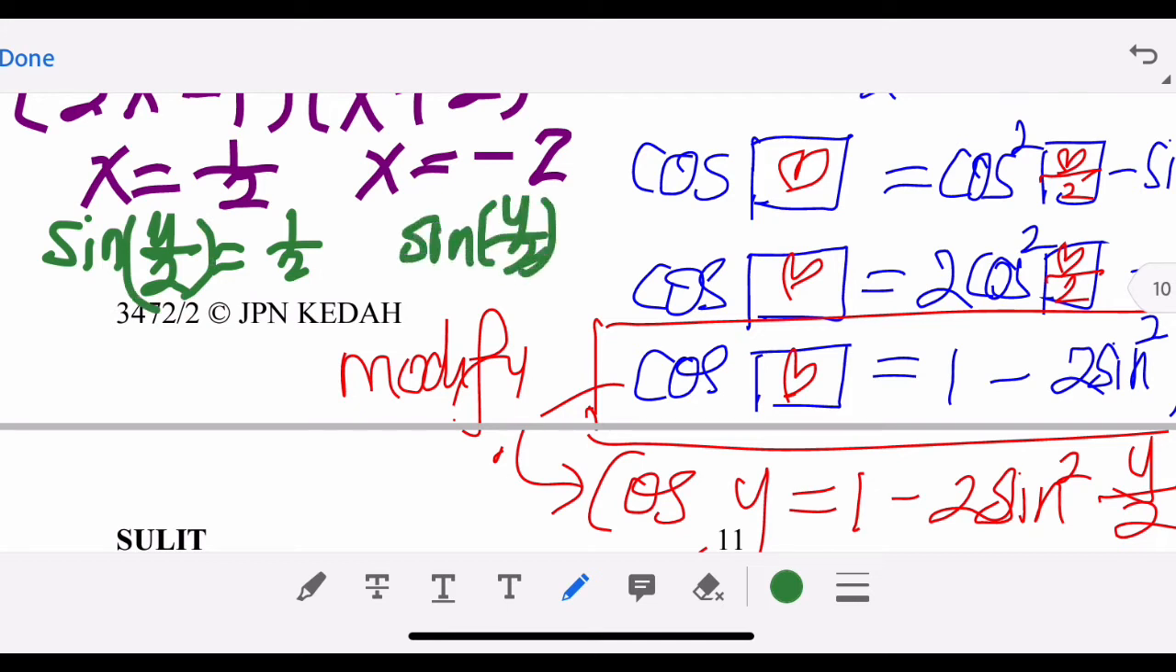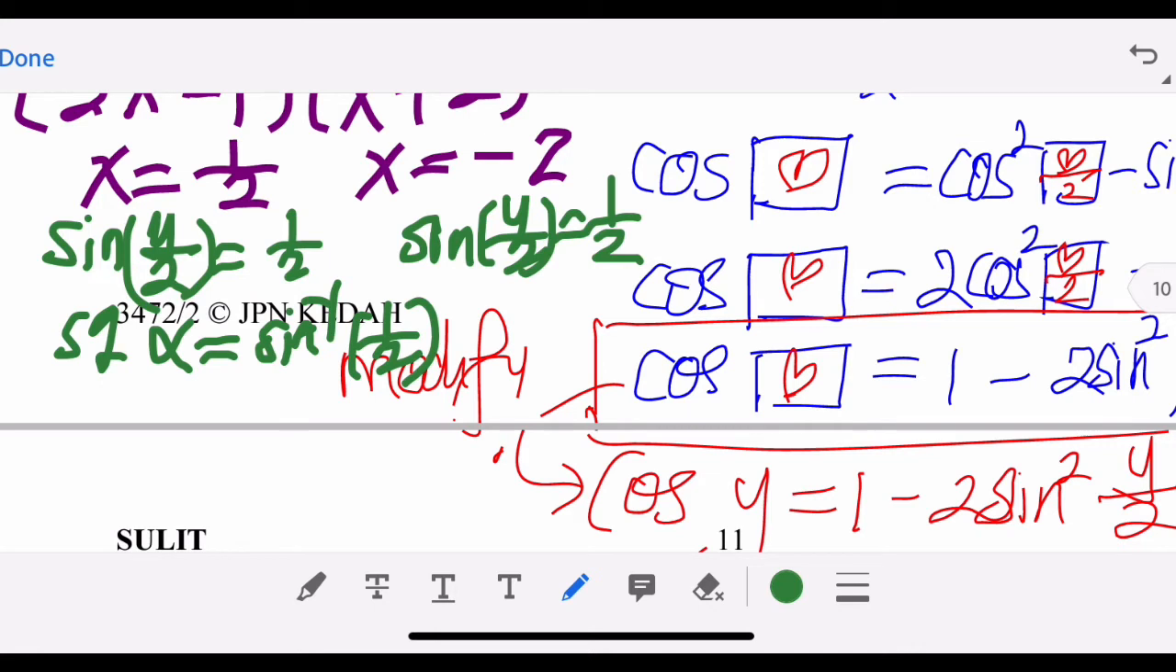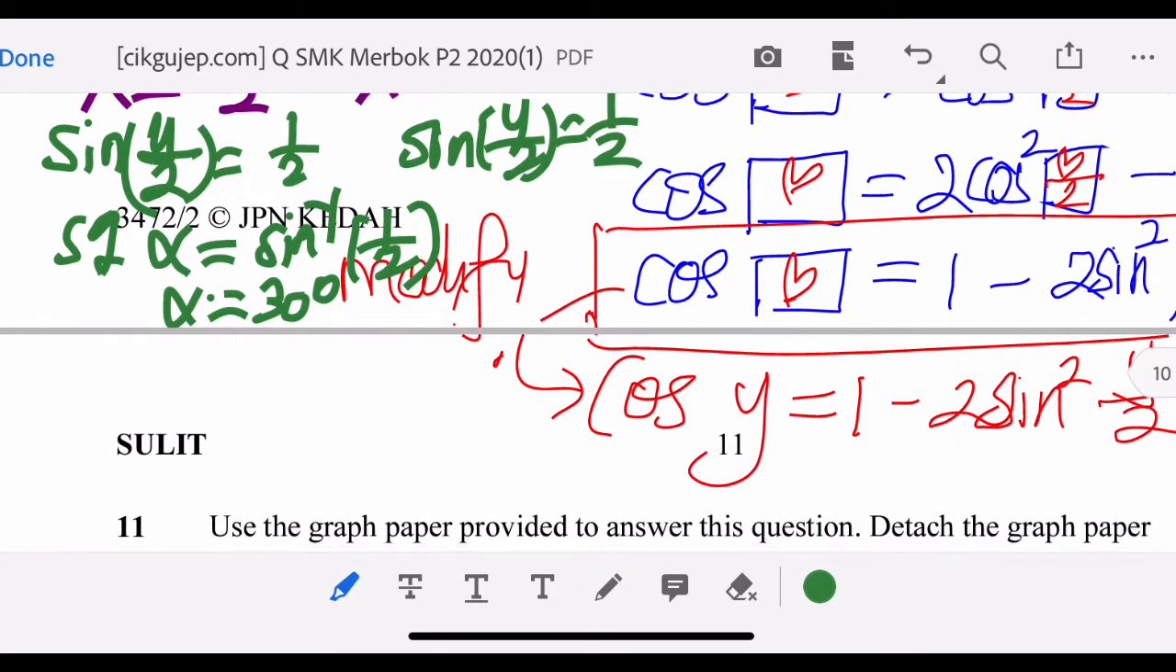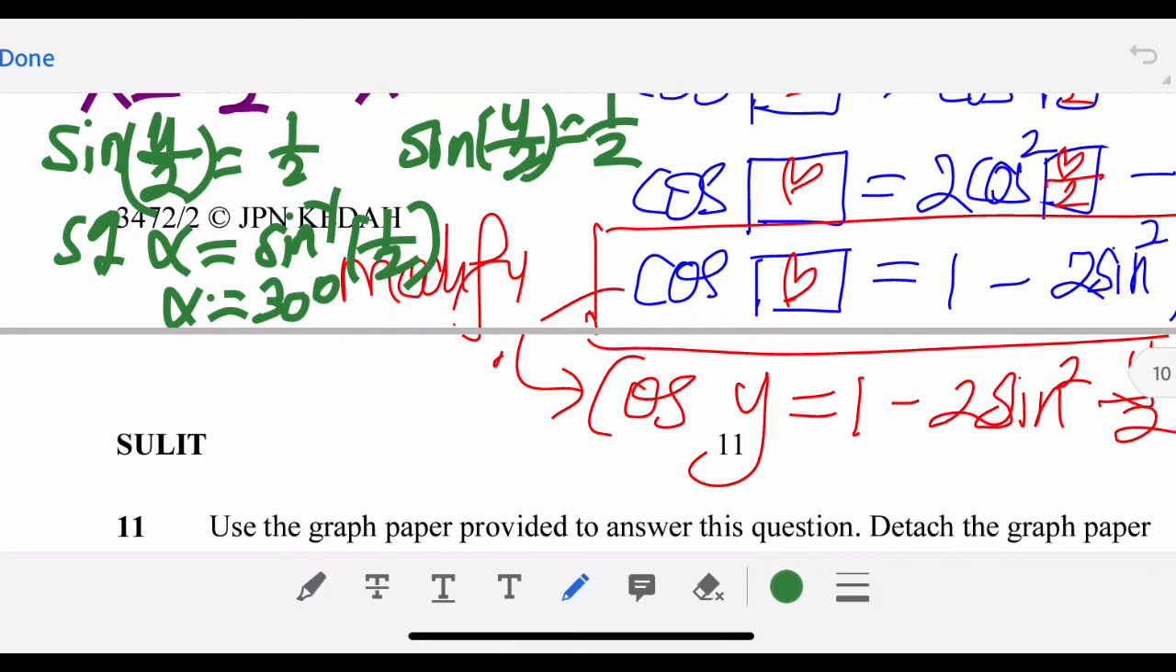representing sine y over 2. So we have sine y over 2 equal to 1 over 2. Then we are going to solve for y over 2. Whenever you want to solve a trigo equation, step 1 is to find the reference angle. Alright, the reference angle is always positive, right? So you just shift sine 1 over 2, you get alpha is 30 degrees.